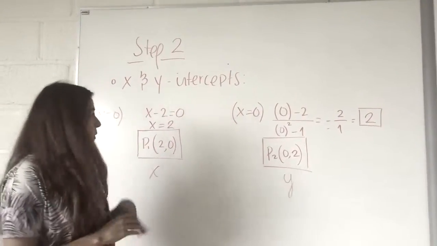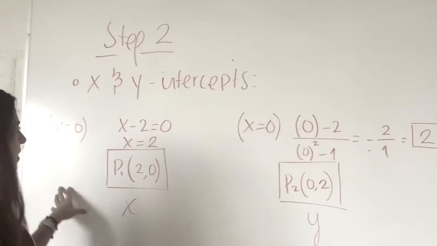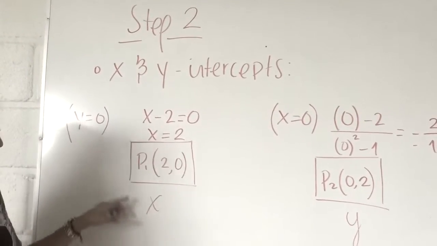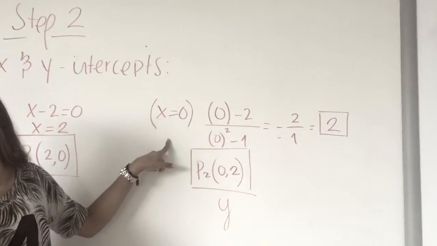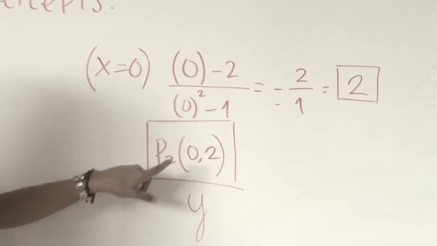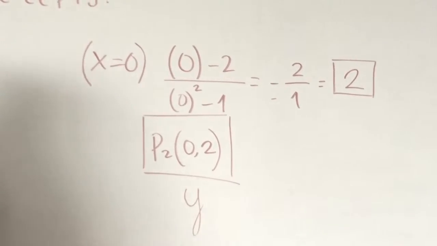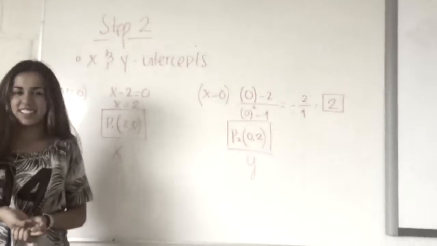Now, this is step number 2, and it's about finding the x and the y intercept. Pretty simple. Y is equal to 0 for the x intercept, so you're going to get a point of (2, 0). And then for the y intercept, x is equal to 0, and then you're going to get a point of (0, 2). And these two are your points for the x and y intercept.